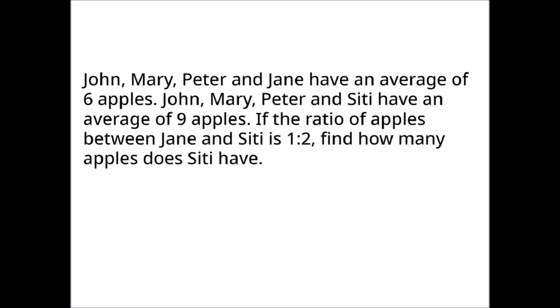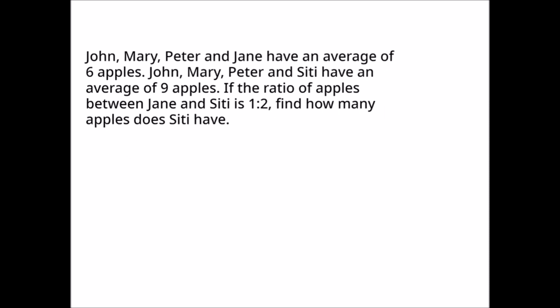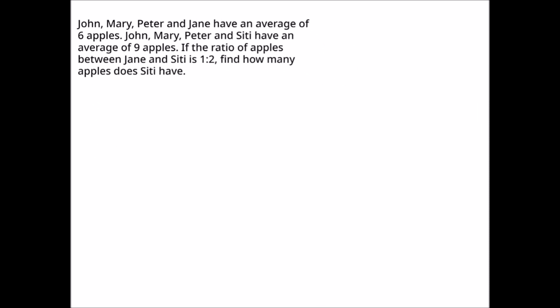John, Mary, Peter and Jane have an average of 6 apples. John, Mary, Peter and City have an average of 9 apples. If the ratio of apples between Jane and City is 1:2, find how many apples does City have. This question also does not have any change in group size. We write 4 on the top left and 6 on the top right. We write 4 on the bottom left and 9 on the bottom right.